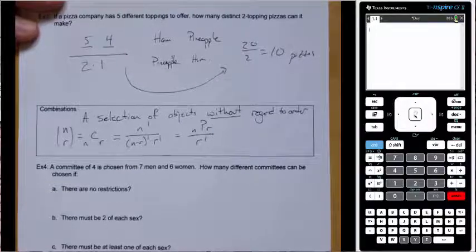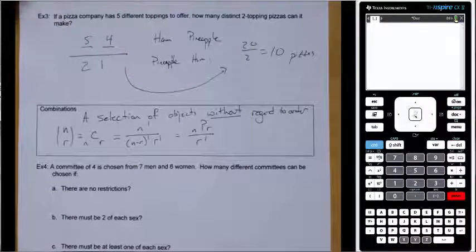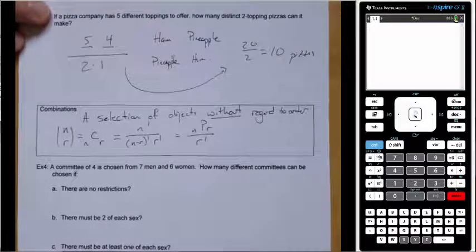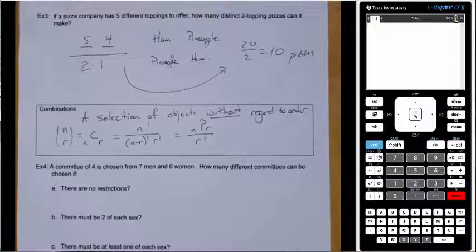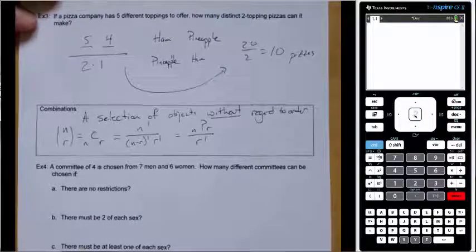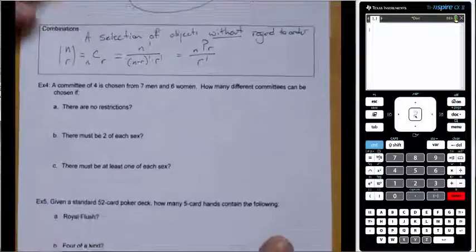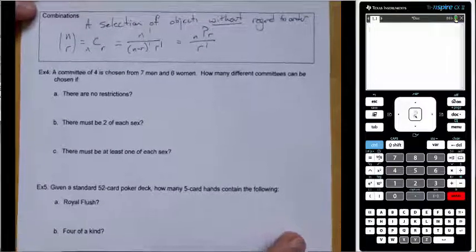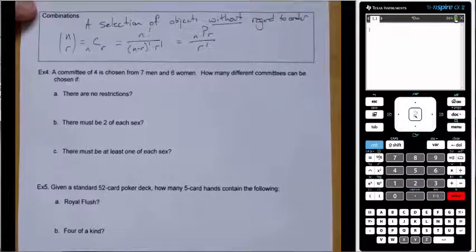So if the context of your problem means that it does not matter what order you're selecting the objects, and you just want to see how many ways there are to get groups with the same things in them, then combinations can be the way to go. So here's an example. We're going to choose a committee of size 4, and there are 7 men and 6 women to choose from. I want to know how many different combinations of these committees we can have.